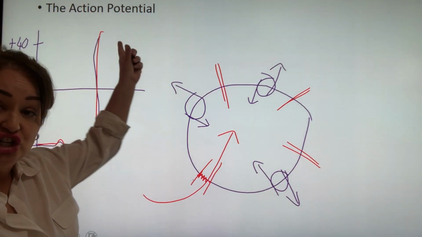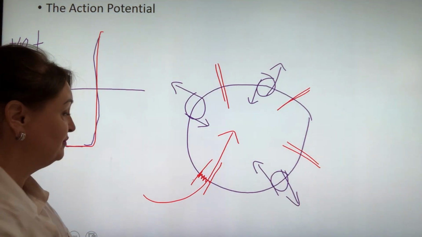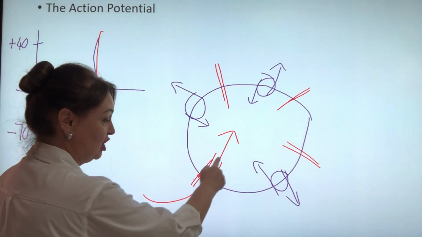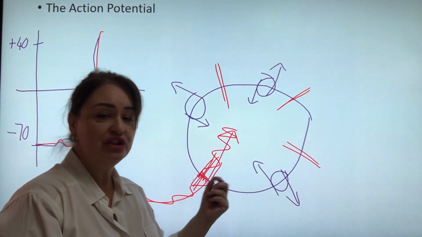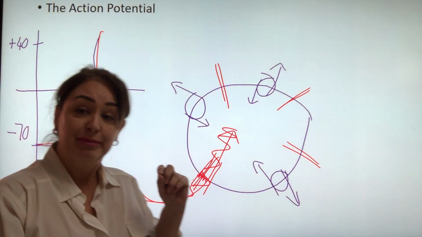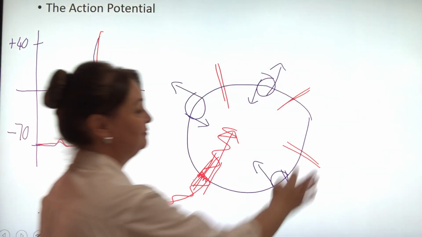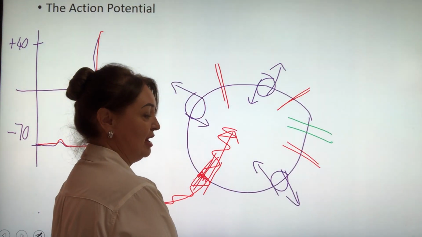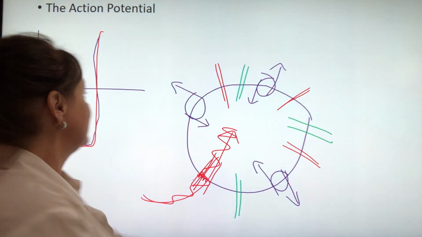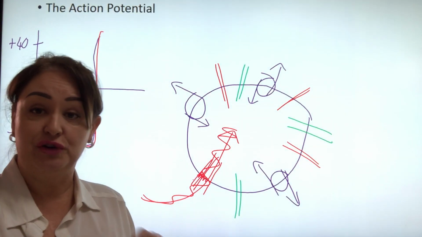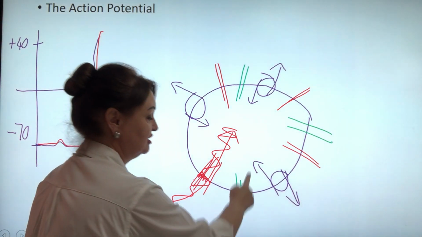Now, when it reaches plus 40, several things happen. Number one, these channels snap closed again. So this disappears. The other thing that happens now is the potassium channels that are part of this system. We've got the ones that were open all the time anyway, but we've got some that were closed. When the voltage gets to plus 40, that's the signal for these voltage-gated potassium ion channels to open.